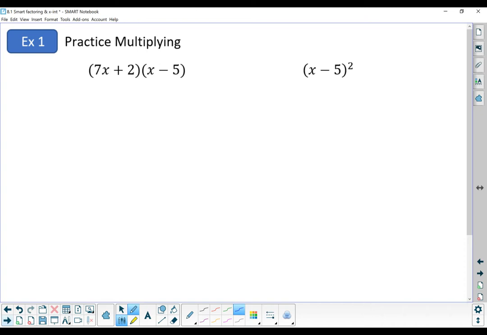So we want to multiply together 7x plus 2 and x minus 5. When you're multiplying binomials or other polynomials together, you want to make sure to distribute. So we start by distributing our 7x. 7x multiplied by x is 7x squared, and 7x multiplied by negative 5 is negative 35x.